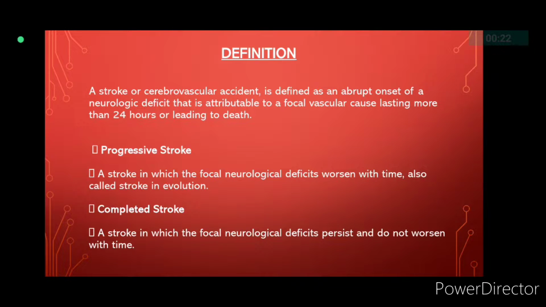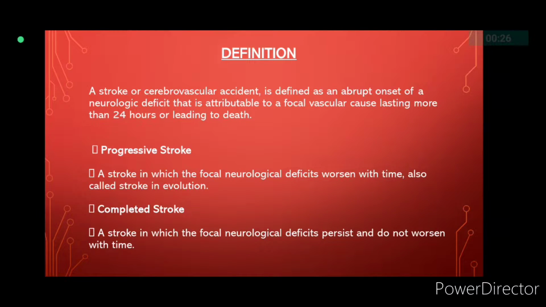Definition. A stroke or cerebrovascular accident is defined as an abrupt onset of a neurologic deficit that is attributable to a focal vascular cause lasting more than 24 hours or leading to death.